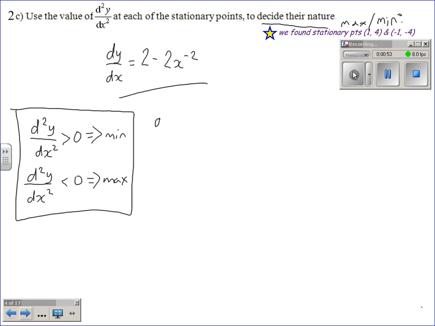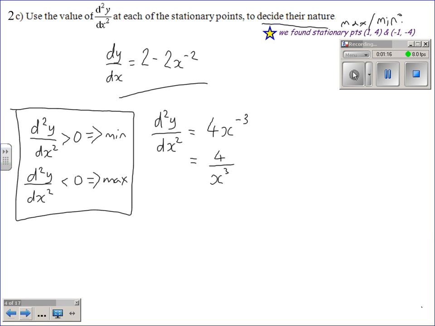We're going to find the second derivative, so if we write that down here, the 2 is going to disappear. Negative 2 times negative 2 is 4, and then decrease the power by 1. We can rearrange that a little bit just to make it look nice, and put the negative 3 on the denominator. So the second derivative is 4 over x cubed.